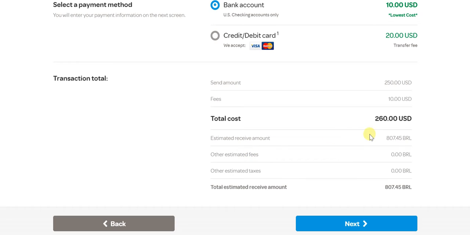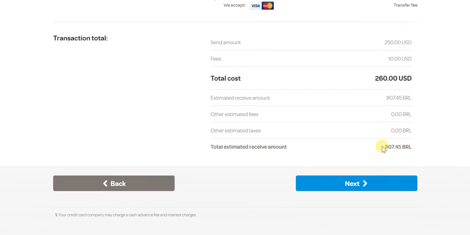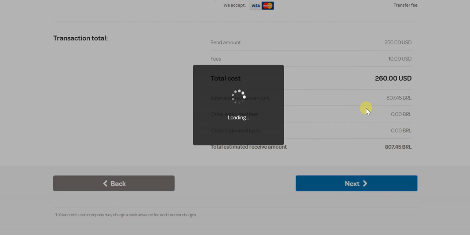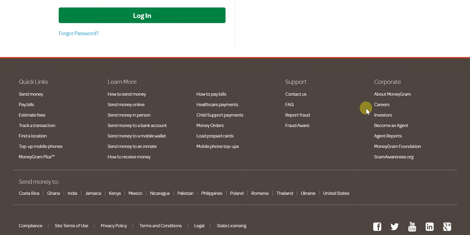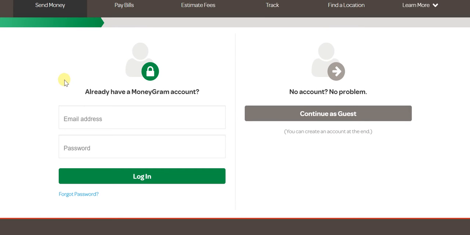And otherwise there are no other estimated fees or other estimated taxes, so everything is very crystal clear that okay, this is the amount which the receiver in Brazil would receive as per the amount that you send. So with that in place, we click on next again, and here we are. Either you already have a MoneyGram account. If so, then you simply enter your email address and password to log in. If you don't, no account, no problem, you can continue as a guest. So let's do that.